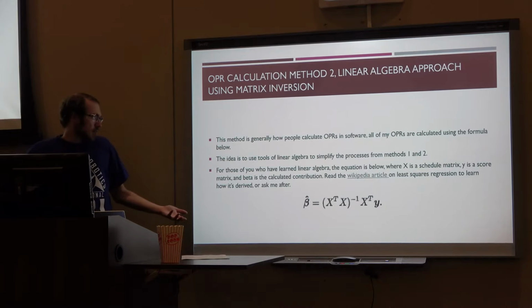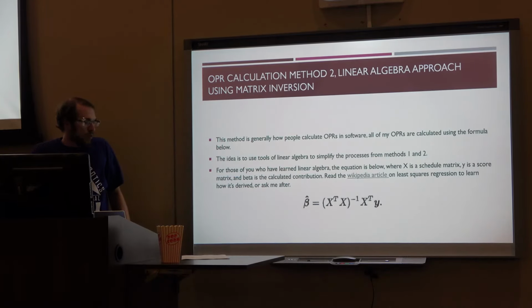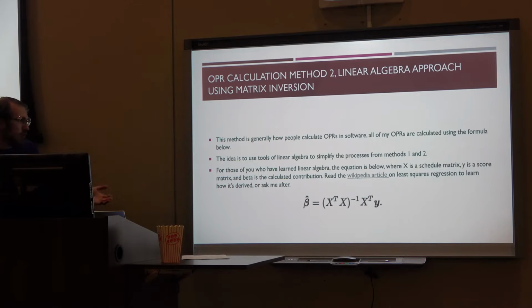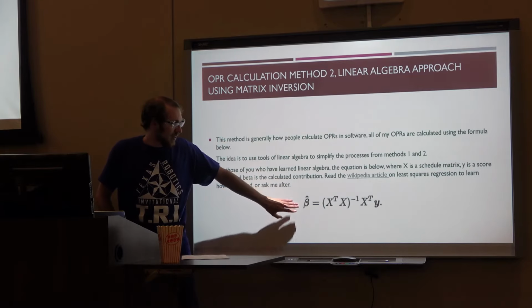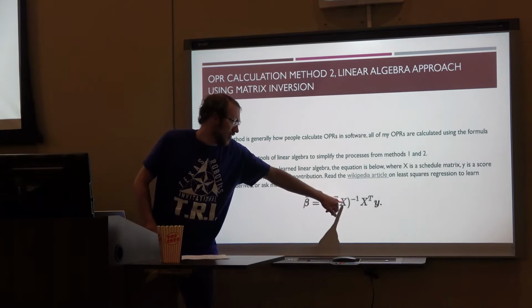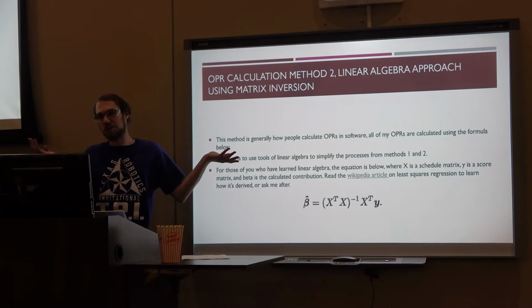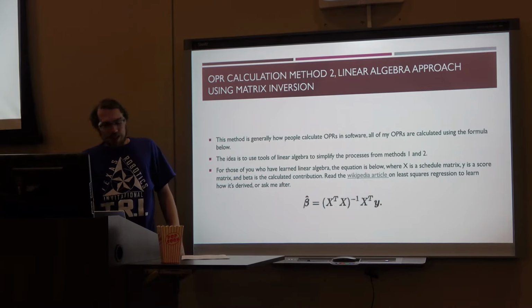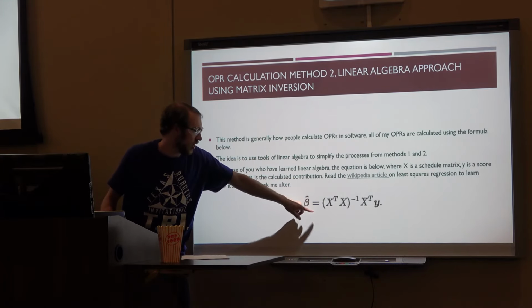So if you've had linear algebra before, here's the formula. If you've worked with matrices before, you can hopefully get a sense of what that formula is. I'm not going to go through how it's derived. I have a link here to the Wikipedia article for how it's derived. But it's one formula right here: you find your x and your y, you plug it all in, and this beta here is the OPRs for your team, or the calculated contributions. So I'm going to work through this formula. I'm not going to go through how it's derived, but I'm going to explain the concepts behind what everything in here means.